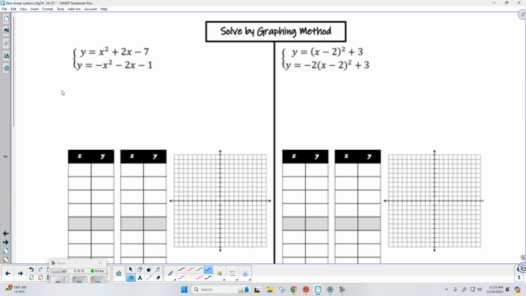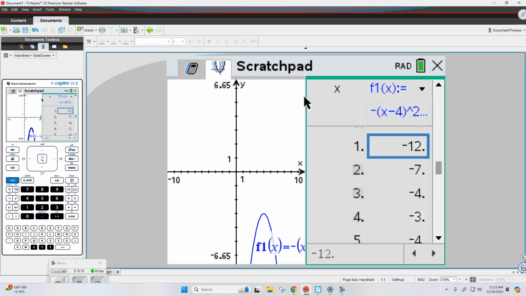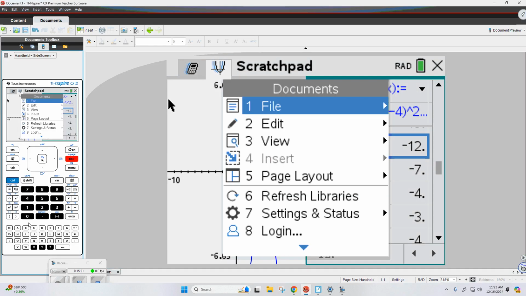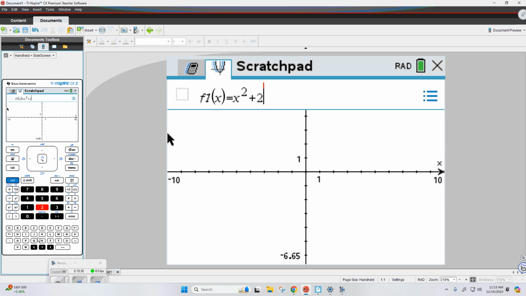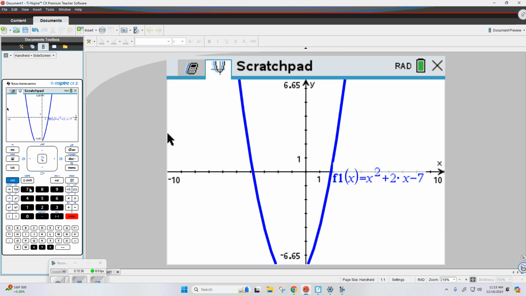Okay, so let's type in this first one here: x squared plus 2x minus 7. So I'm going to come on back over here, document B. Okay, so we got x squared plus 2x, what was it, minus 7? Okay, so I'm going to go ahead and graph the first one. Okay, so there's my first graph. If we were to do it by hand, we would get the same thing.